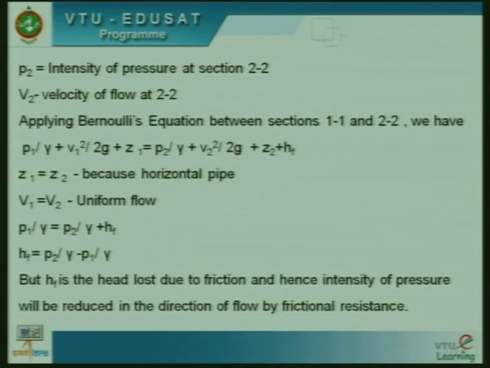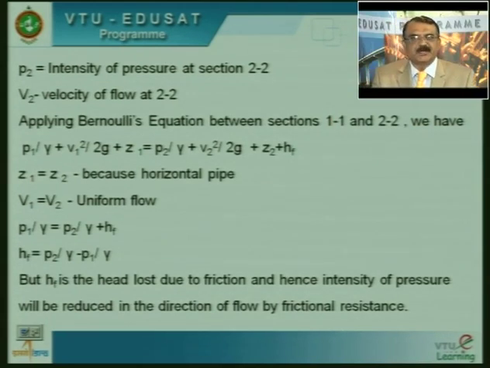Similarly, at section 2-2, we define P2, the intensity of pressure at section 2-2, and V2, the velocity of flow at 2-2. Once you have defined these terms, apply Bernoulli's equation between 1-1 and 2-2. So, P1 by gamma plus V1 square by 2G plus Z1, the total energy at 1-1, is equal to P2 by gamma plus V2 square by 2G plus Z2 plus HF at 2-2. Now, since this is a horizontal pipe, the datum energy at section 1 is equal to the datum energy at section 2. Therefore, Z1 and Z2 cancel each other.